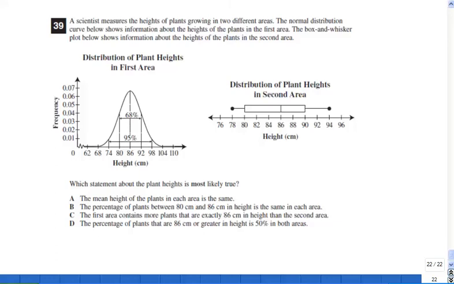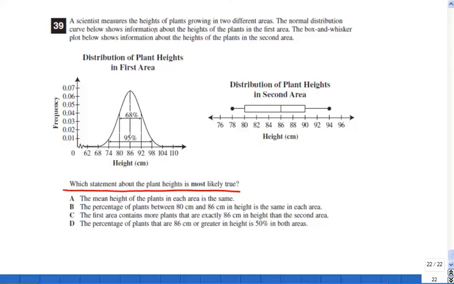And first of all, obviously you have to read what the problem is telling you, and more than that, you have to read what you are required to look for, okay? Which statement about the plant height is most likely true? This is the question that you have to answer in order to give the required solution for this problem number 39.